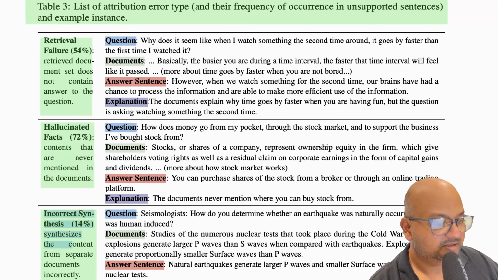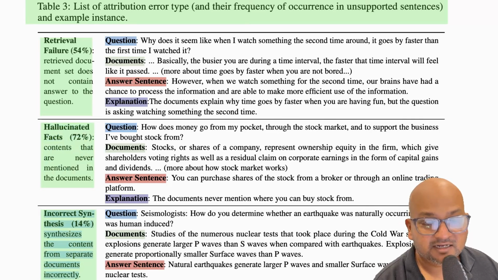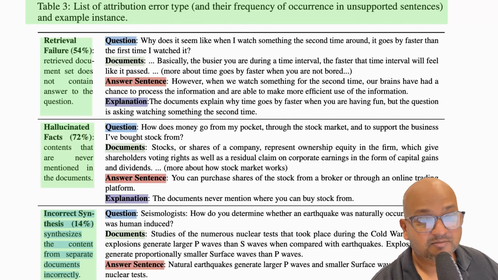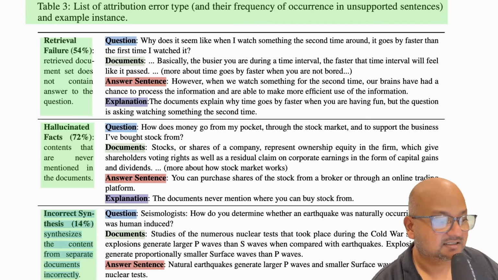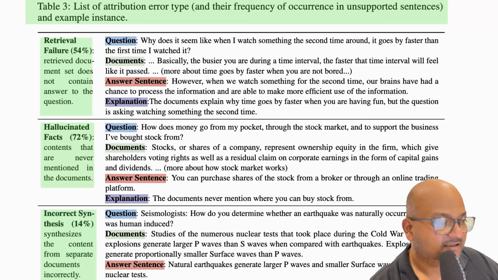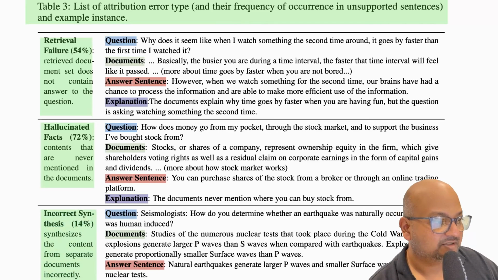And the third possibility is that the synthesis was incorrect, that you did find the relevant documents to put into the prompt, but in spite of that, the LLM synthesized something that was not grounded in those documents. And in this table, they give the results of a study of the frequency with which these things happen. And what they find is retrieval failure and hallucination are the most common, with incorrect synthesis trailing by a large margin.